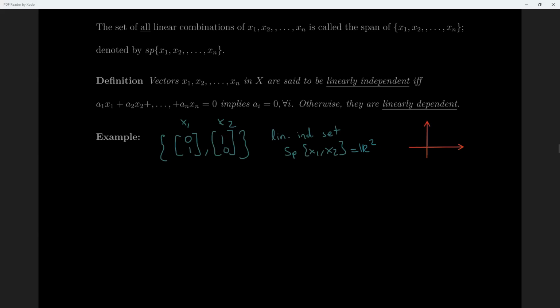So we can write any vector as a linear combination of x1 and x2, right? Let's say this is a point, this is a times (1, 0) plus, say, b times (0, 1), right?